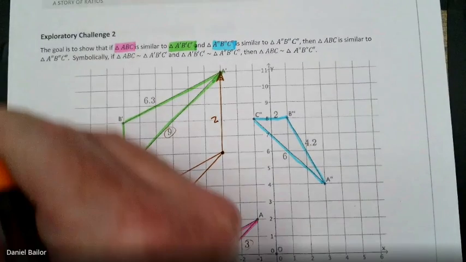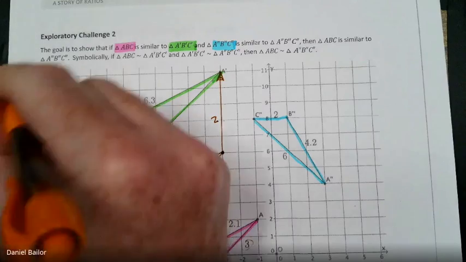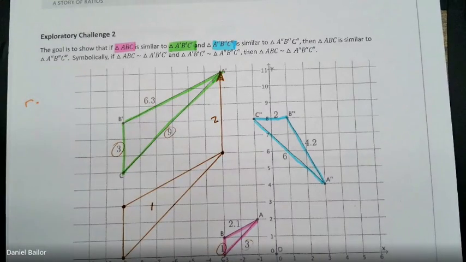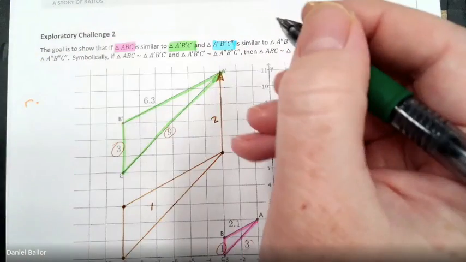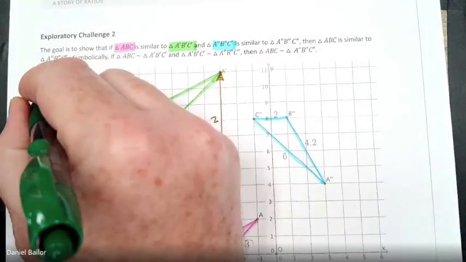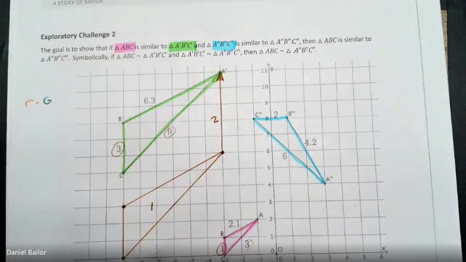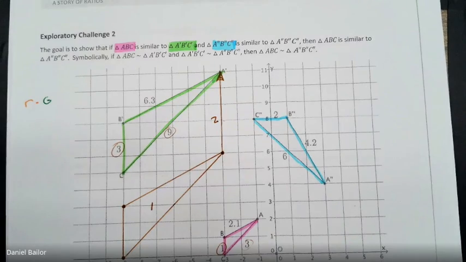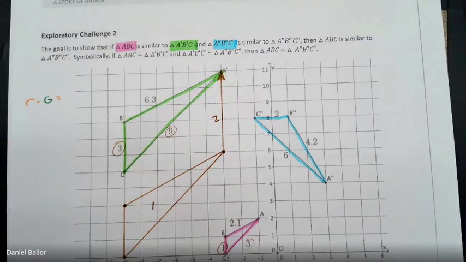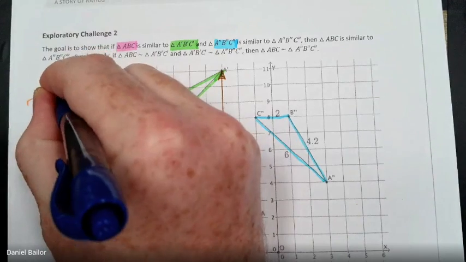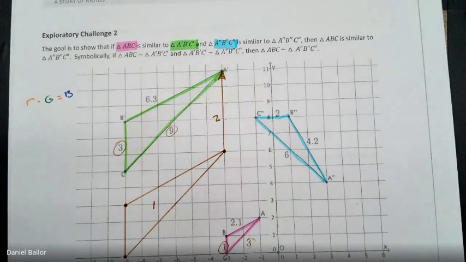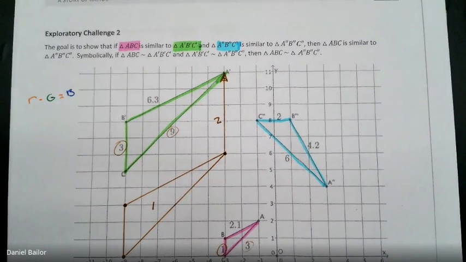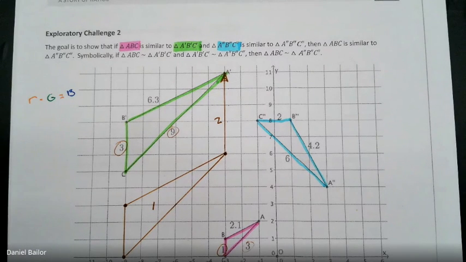I need to do R times the green to equal the blue, because I'm shrinking. R times the green to equal the blue. So let's figure out what this just might be. So let's try it out.